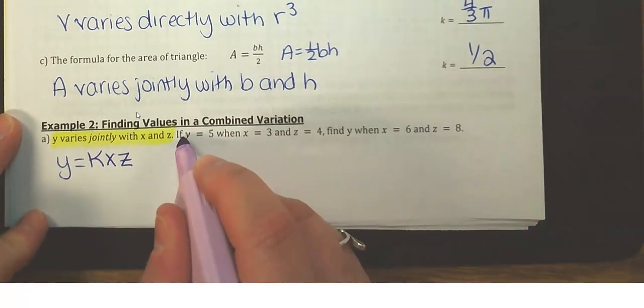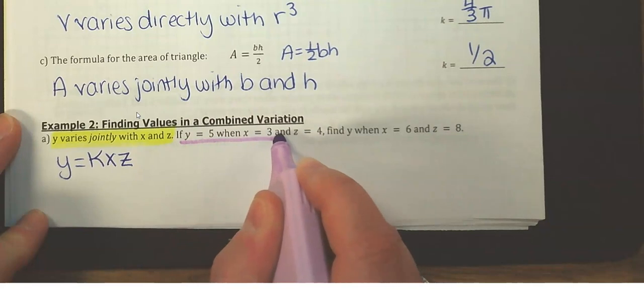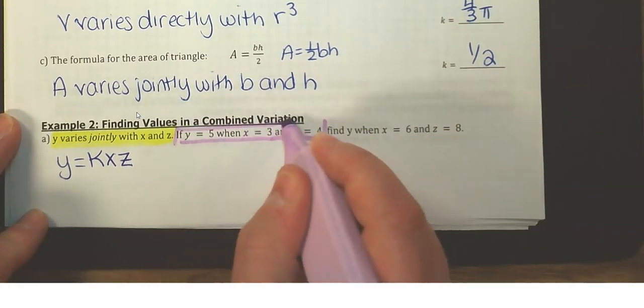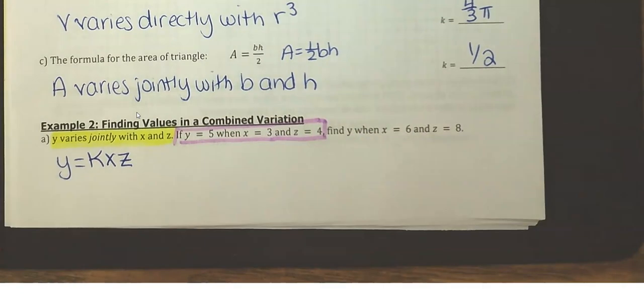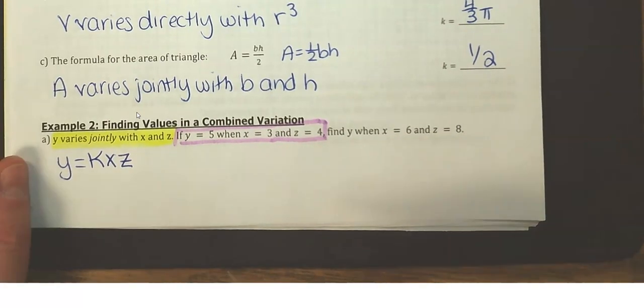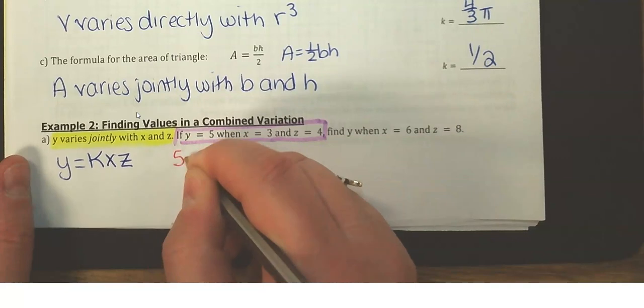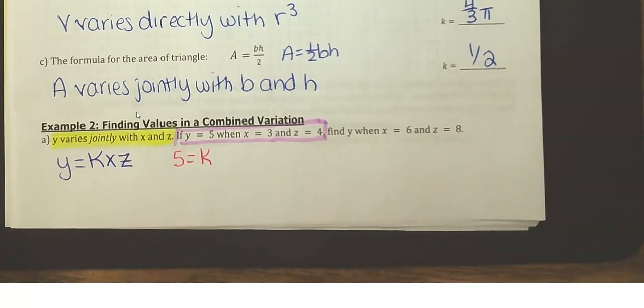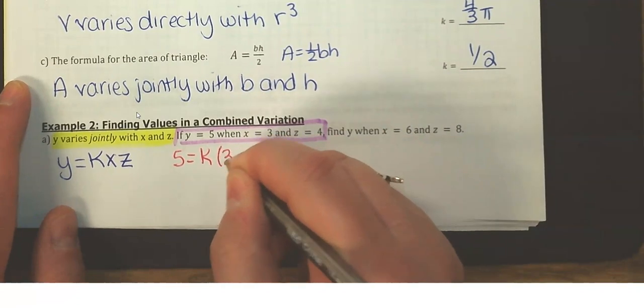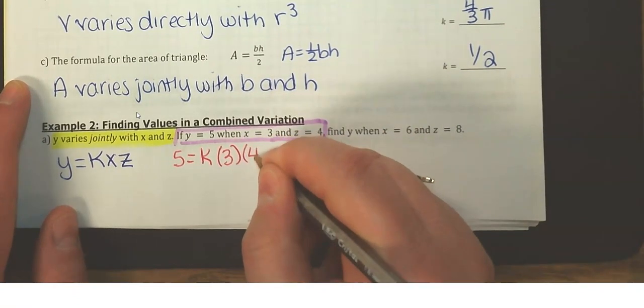So it's going to say here, if y is 5 when x is 3 and z is 4. And I'm going to stop right there as I'm reading that. That is giving me all the variables except k. So I'm going to use that to plug into the formula we just set up here. All right, so in place of the y, I'm going to put a 5. K is what we're trying to figure out, so I'm just going to leave that as k. X is 3 and z is 4.